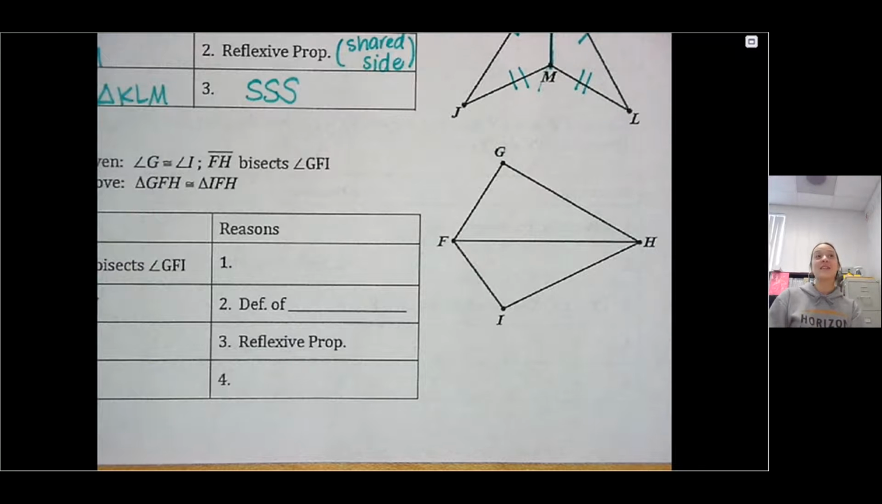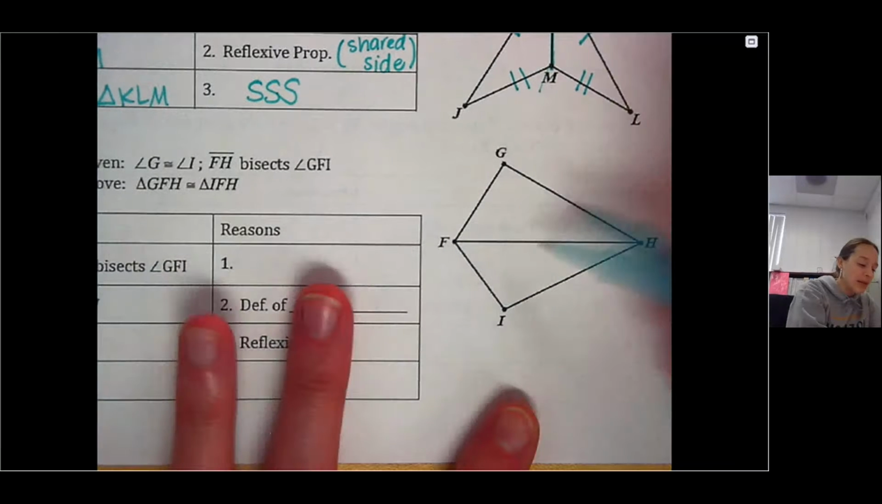Alright, there's some different things in number 3, right? You think it looks easy, and then suddenly it's not. Okay. Who can raise their hand and tell me one thing I should be marking in my picture? Someone who hasn't said anything yet. Donovan, go ahead. Shared side. Which one's the shared side? Name it. What's the name of it? FH. And so what should I put on FH? A tick mark. Okay. Let's do that.